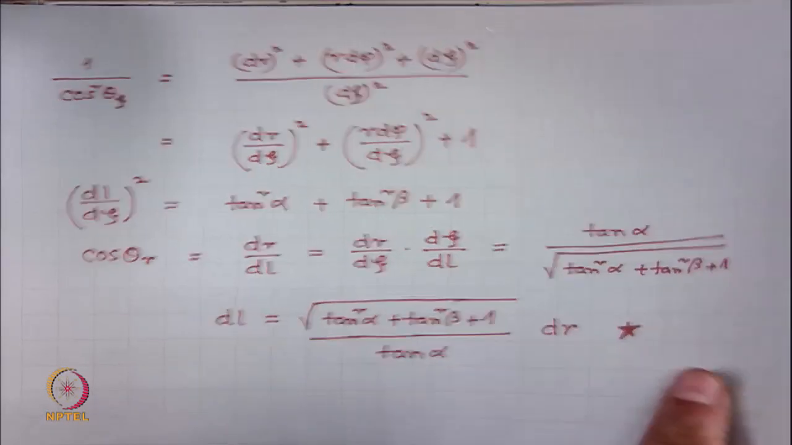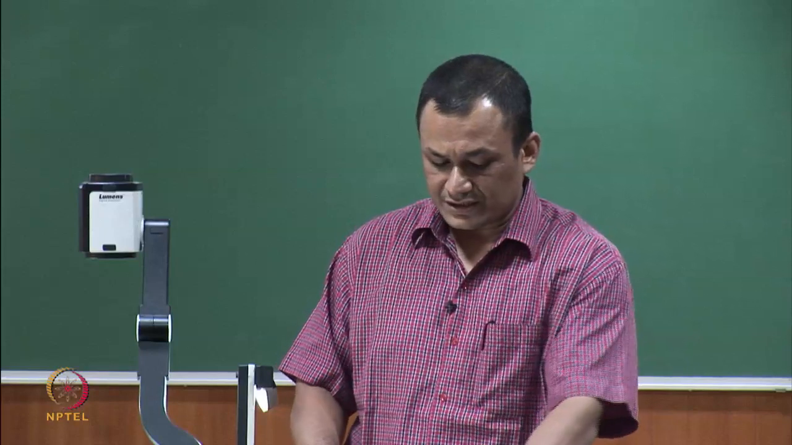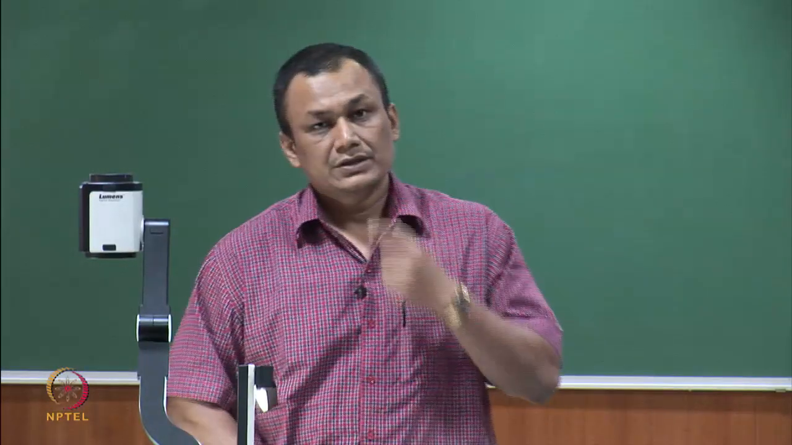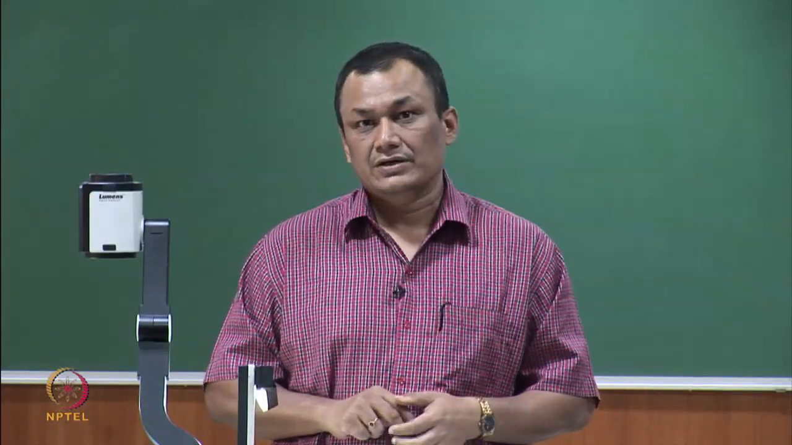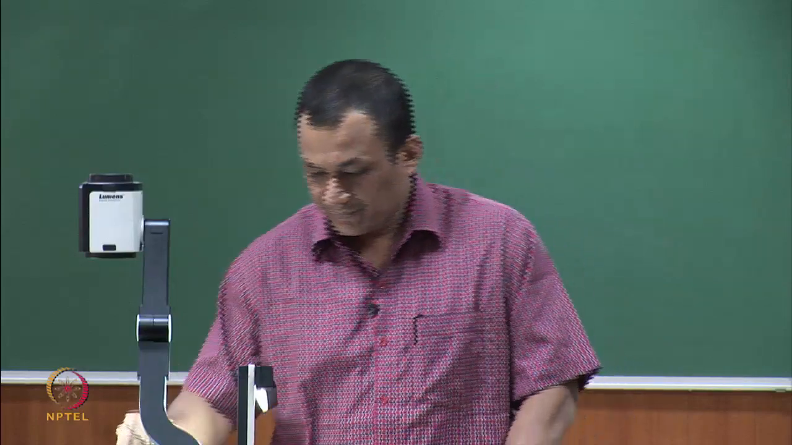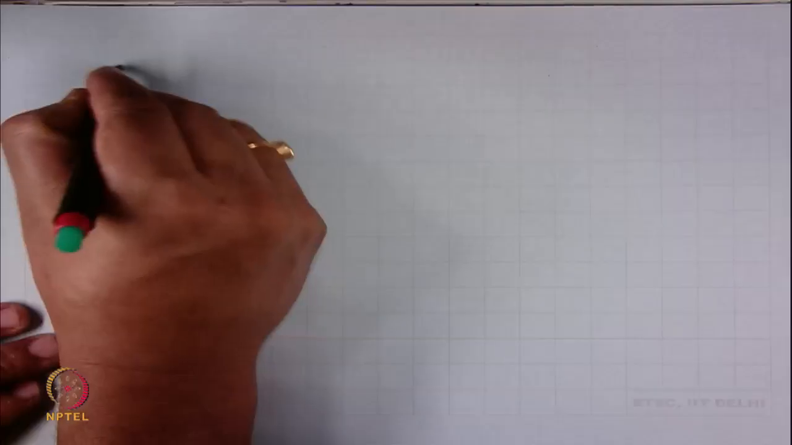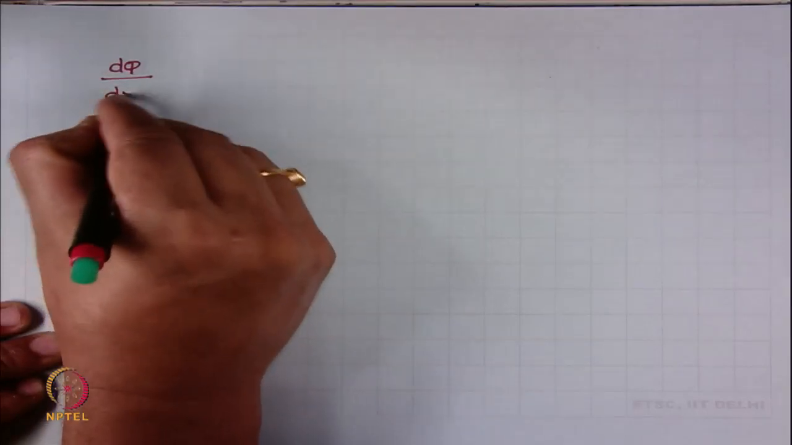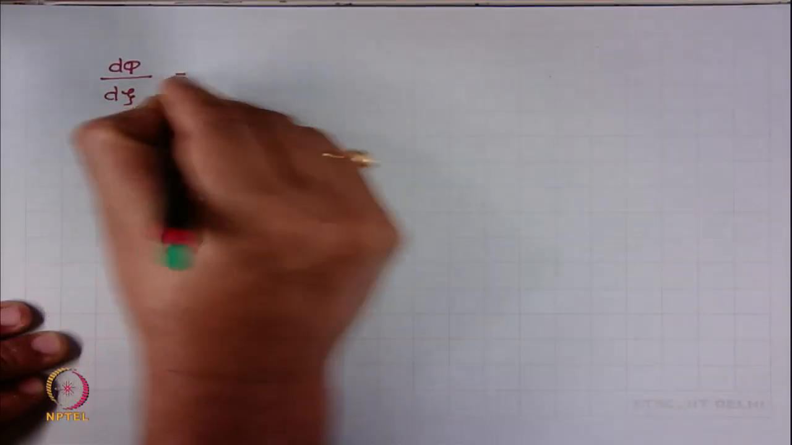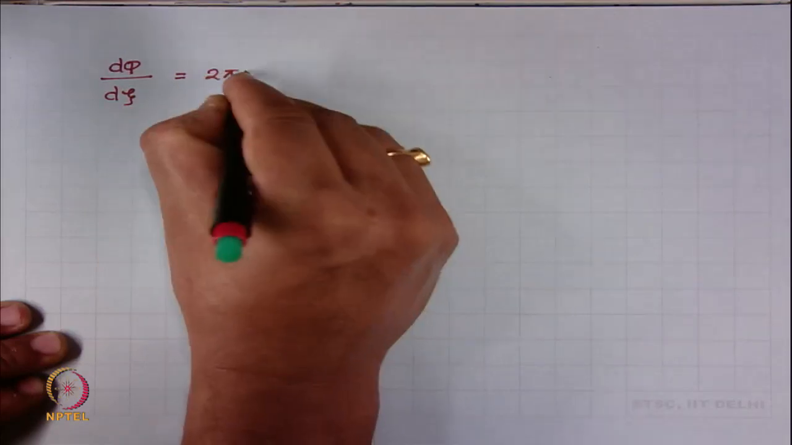Now, there are two functions which are very important so far as the path of the fiber inside the yarn is concerned. One function is d phi by d zeta. It is basically related to twist.